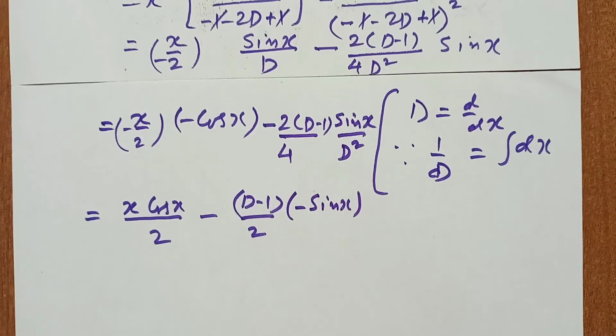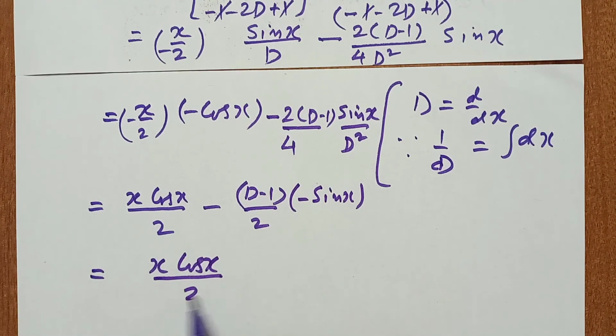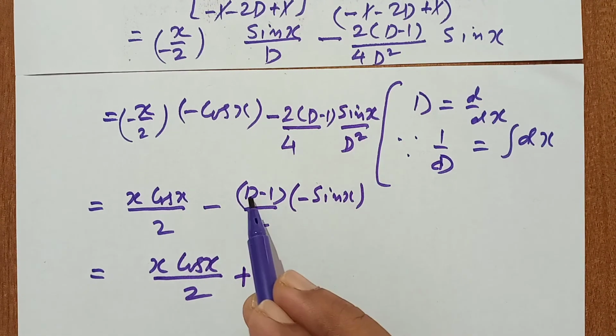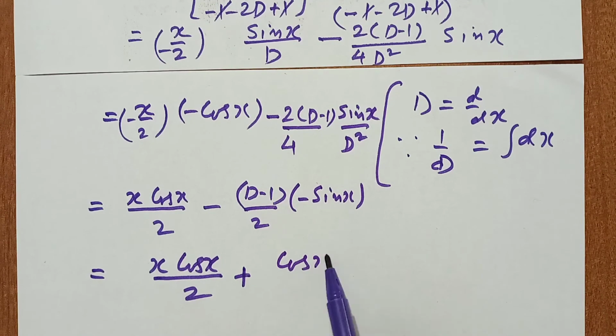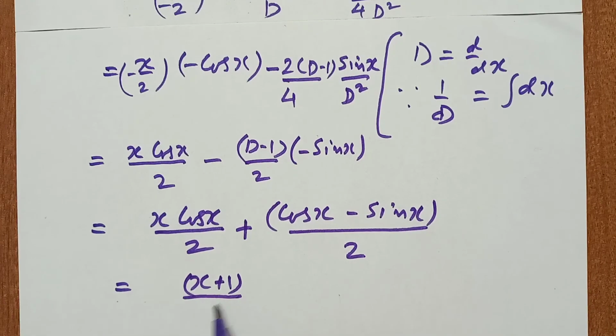So now this is equal to x cos x by 2 minus plus. Now we operate D of sin x, which means cos x minus 1 into sin x, so sin x by 2. Okay, so this is the particular integral. So we will write here cos x is common, so we can write (x plus 1 by 2) cos x minus sin x by 2.